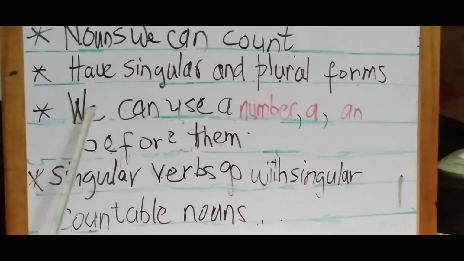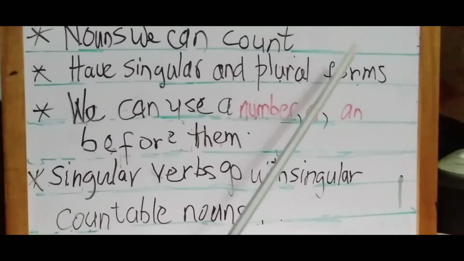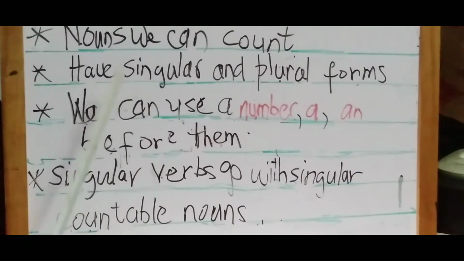Next thing, we can use a number, a or an, before any countable noun. And the next thing down here is singular verbs go with singular countable nouns, and likewise plural verbs go with plural countable nouns, because countable nouns come in singular and plural. Singular meaning one, plural meaning more than one. Alright, so let's get a little deeper by giving some examples.